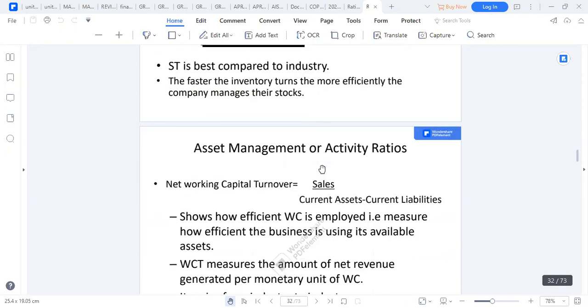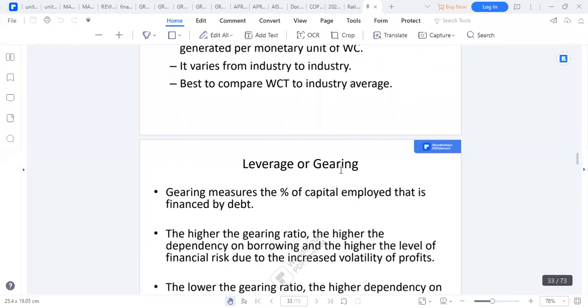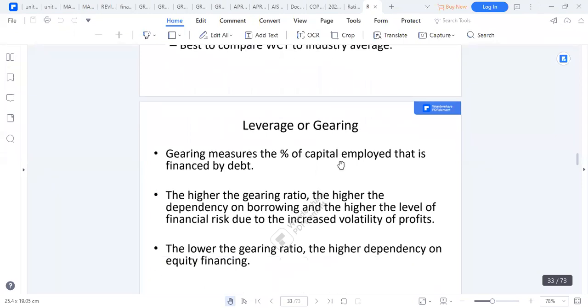Then when we go to asset management, we also have what is called working capital. Working capital is simply our current assets minus the current liabilities. So it looks at how well our working capital employed is being used in the business to generate sales. So all these have their own respective formulas, and you need to interpret them more than just numbers.